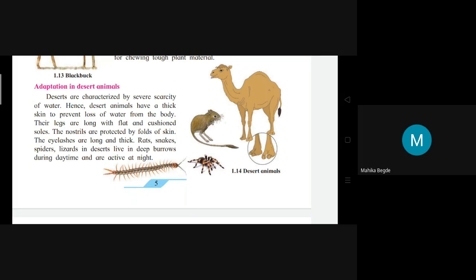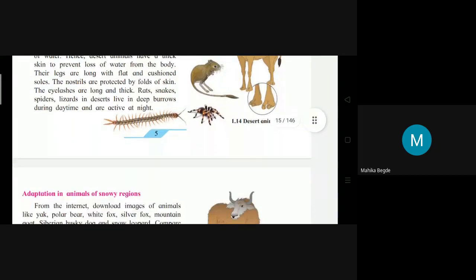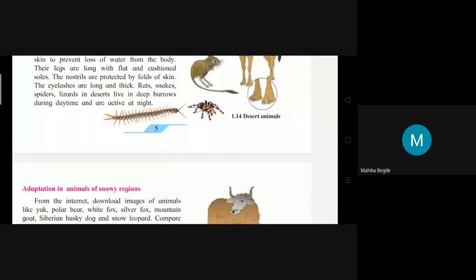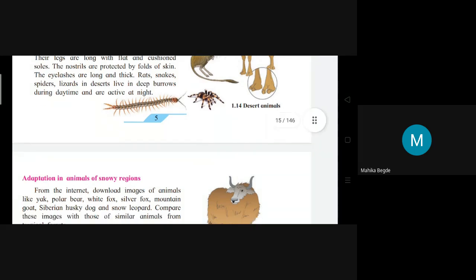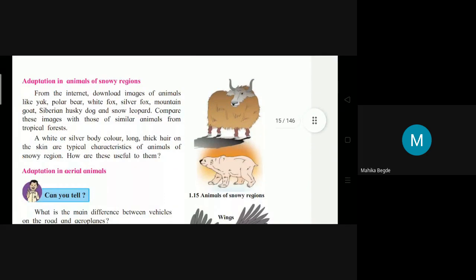Eyelashes are long and thick to protect them from the sand. Most of the animals like rats, snakes, spiders and lizards, which are present in deserts, are mostly active during the night time, and in the daytime they go into the burrows.